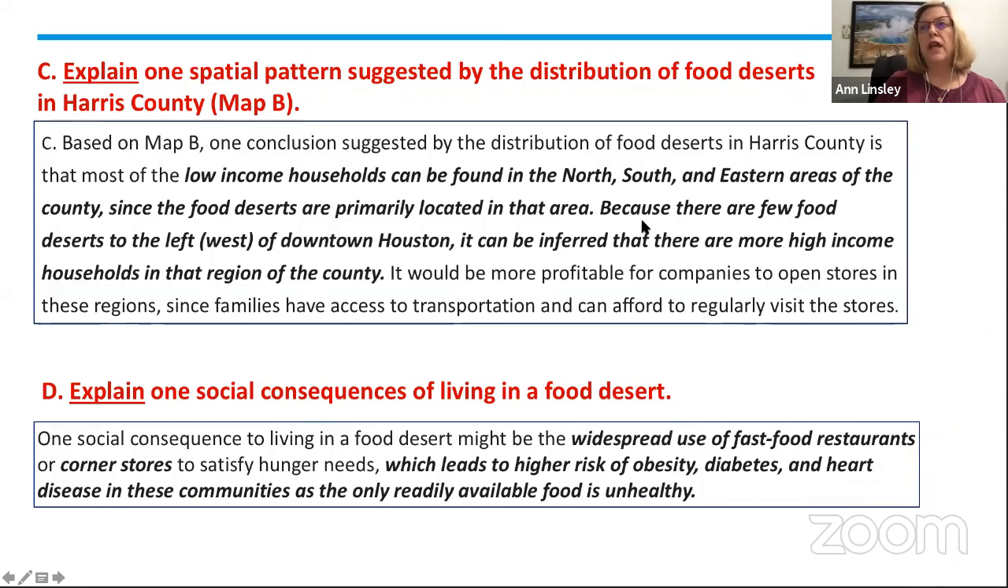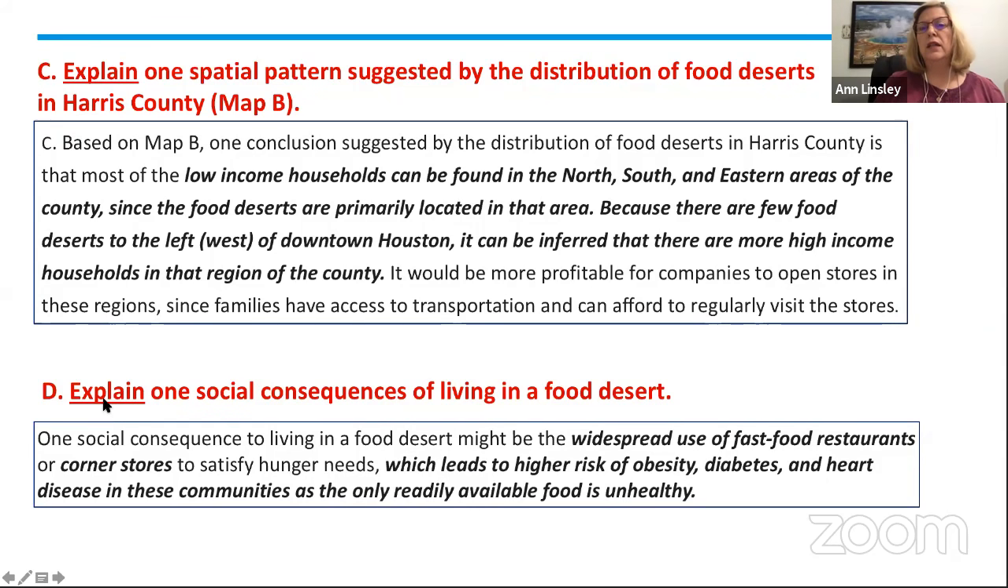Then they go on to say, because there are few food deserts to the left, which is the west of downtown Houston, it can be inferred that there are more high income houses in that region of the county. So we have talked about the spatial pattern, the eastern and the northern side, and then we are indicating what the western side is showing. And we are associating this with what the prompt and the legend both have, low income houses. So those two sentences right there really answer this question well, okay?